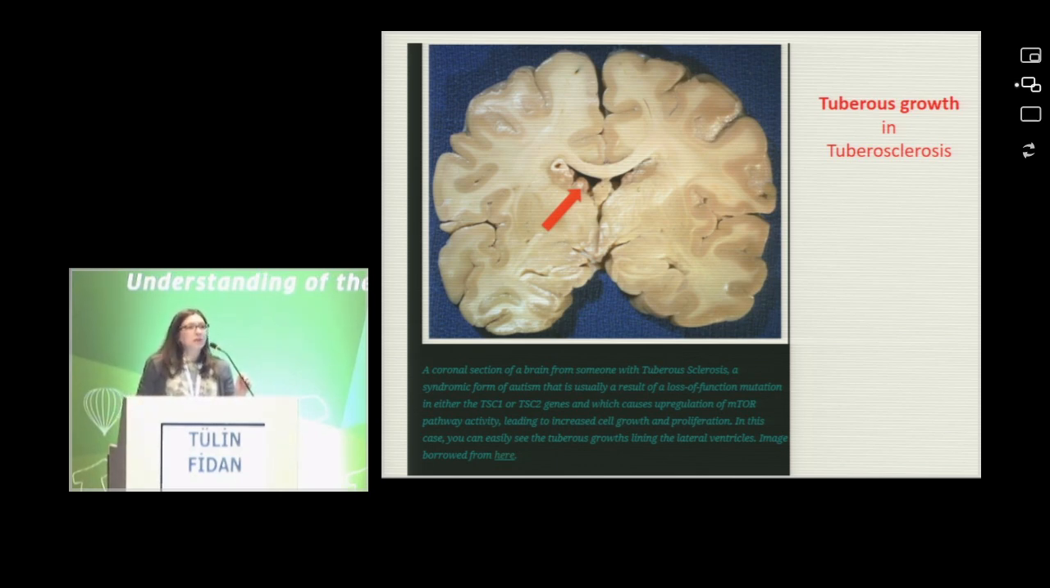Autism spectrum disorder is accompanied by some other conditions, and morphometrical changes occur in these conditions. One of them is tuberous sclerosis. There are some tubers, as you can see, towards the inner sides of the ventricle. Tubers grow.